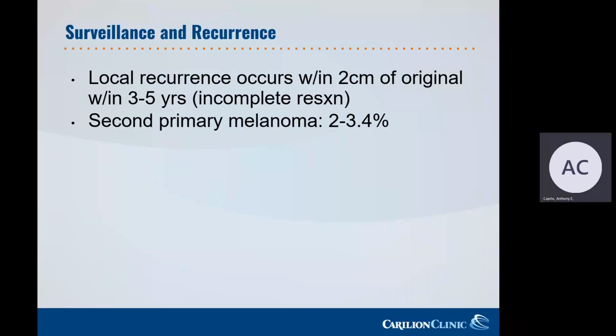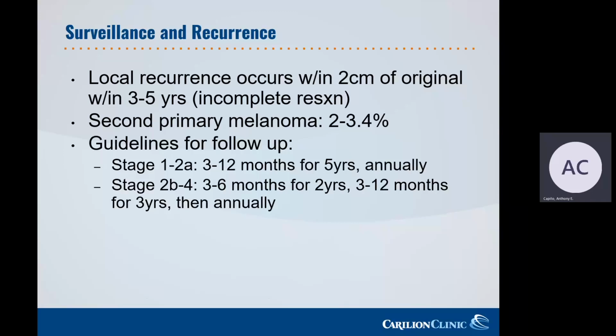So a local recurrence occurs within 2 centimeters of the regional site within 3 to 5 years, and it usually indicates an incomplete resection. A second primary melanoma somewhere else is about 2 to 3% in these patients, so they are at higher risk of a subsequent melanoma.